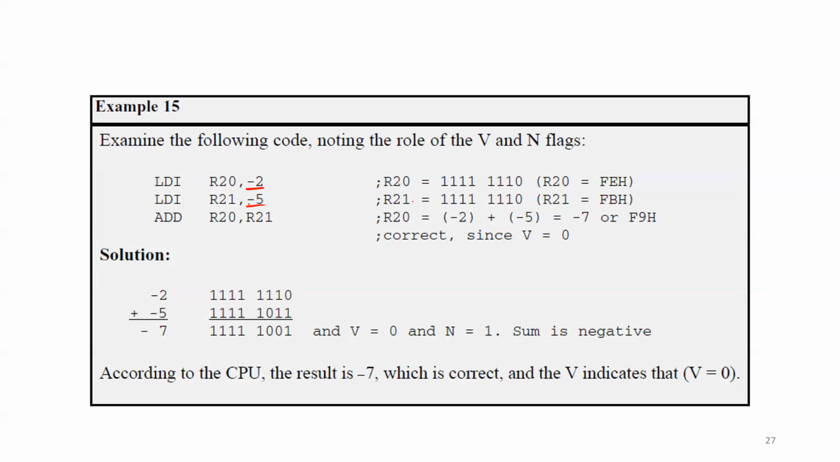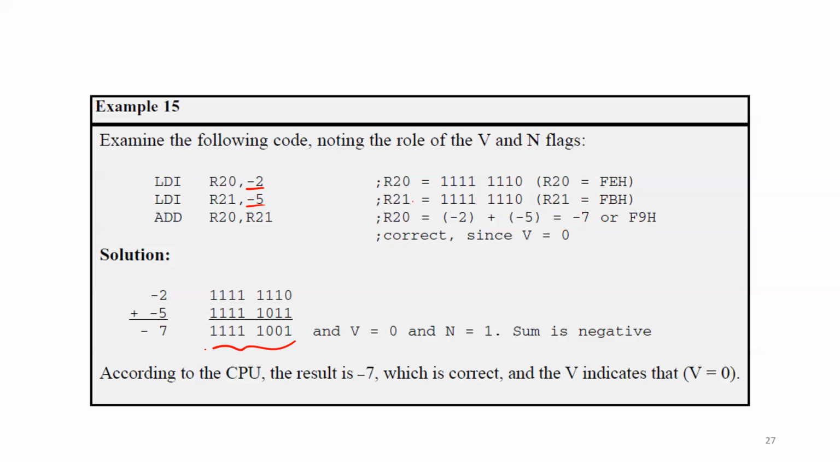When you represent -2 and -5 in two's complement, it would be like that. So 0, 1, 1, 1, 1, 1, 1, 1. So this is now the -2, and this is -5. When you add these numbers together, it should be -7, or F9 hexadecimal. So this is when we add.